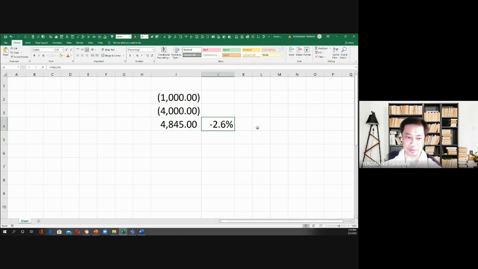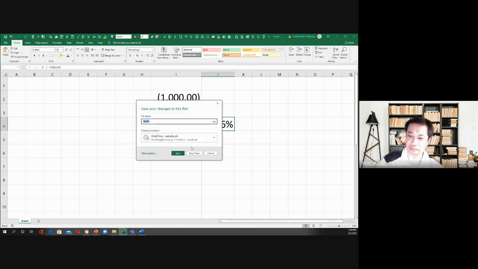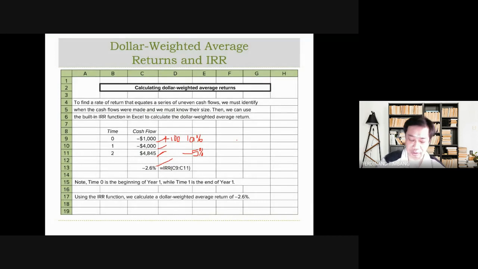So this time, it is better to use the dollar-weighted return if there are deposits, additional deposits made, and then for the consideration of withdrawals. Okay? So let's go to the next.